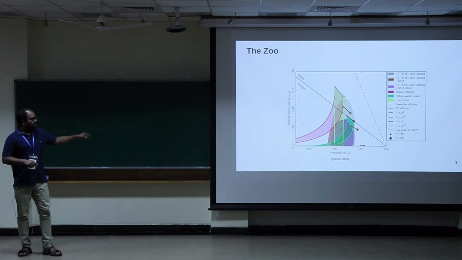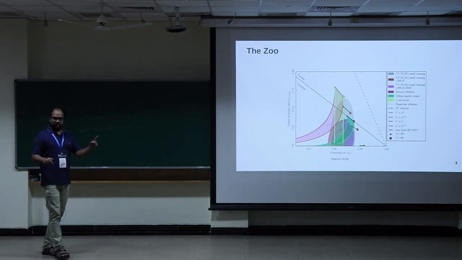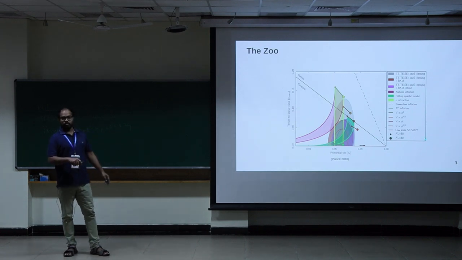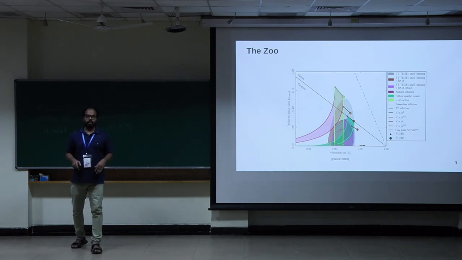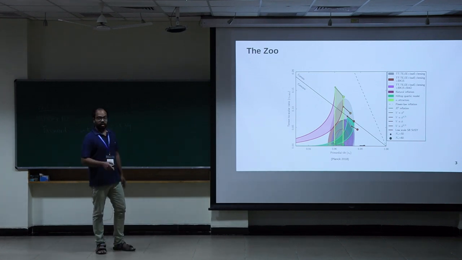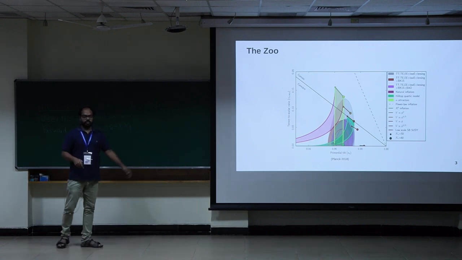But there is a caveat. This figure is generated for single field inflation. If you have two fields in your model, you cannot use this unless you minimize your potential in one direction and have inflation happening in the other direction. You cannot use this. So there is a caveat.